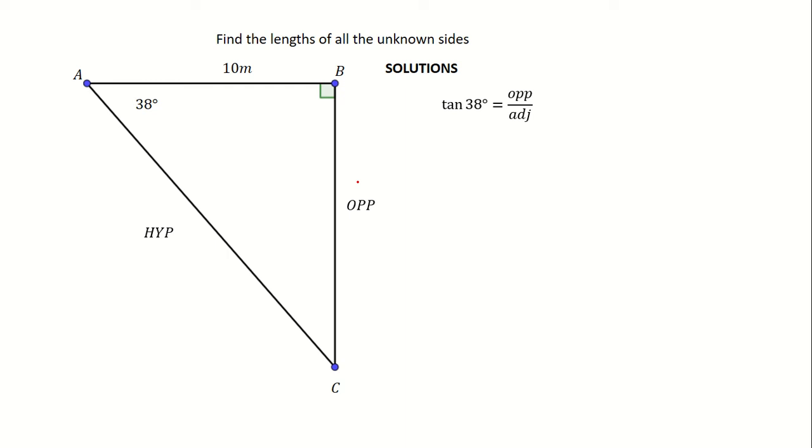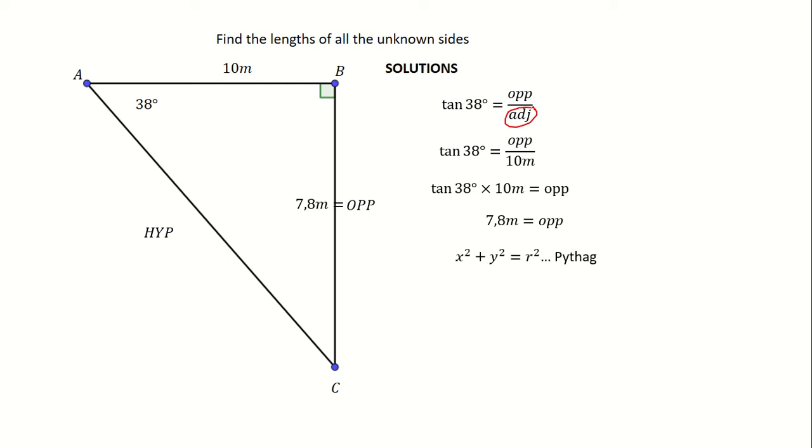I'm going to be solving for opposite, because I'm simply using 10. Tan of 38 is opposite over adjacent, and my adjacent is 10 meters. I substitute the 10 meters and solve for opposite: opposite equals tan of 38 multiplied by 10 meters, which gives me 7,8 meters.